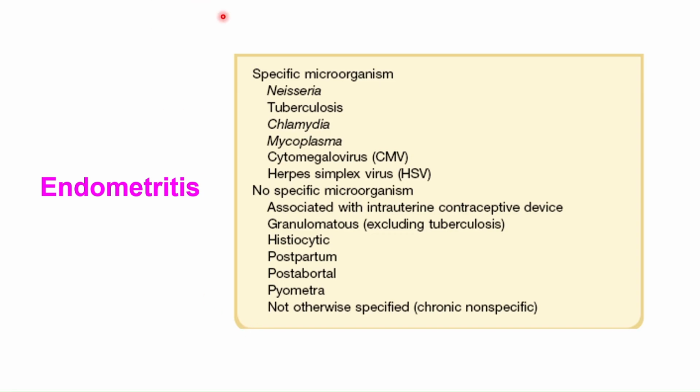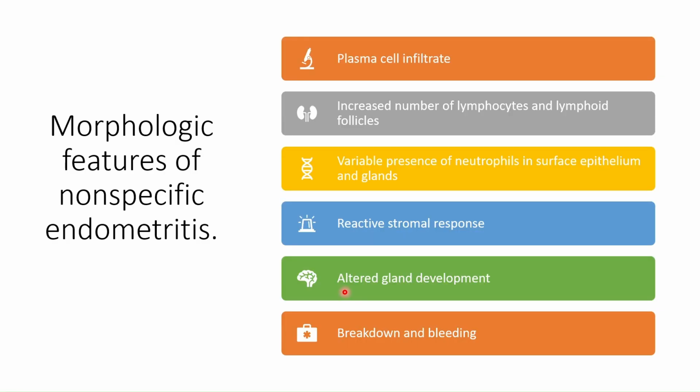Now, third topic is endometritis. Endometritis may be due to specific microorganism or non-specific. So, specific may be Neisseria, tuberculosis, chlamydia, or mycoplasma, cytomegalovirus, herpes simplex virus, or any actinomycosis related infection. Some are associated with intrauterine contraceptive device, some granulomatous excluding tuberculosis, postpartum, post-abortal, or pyometra.